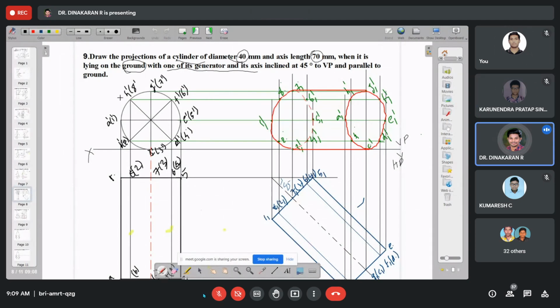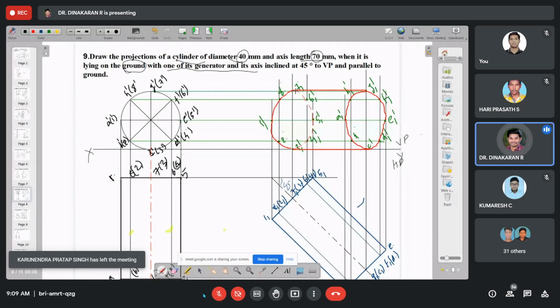We draw a circle and divide it into 8 equal parts. Then the axis line also, then project the axis height, which is 70 mm. Same as a prism, we name the top base with letters and the bottom base with numbers. Then in this question the axis is inclined, so we tilt the axis at 45 degrees. We replicate the same object, and then the final projection.